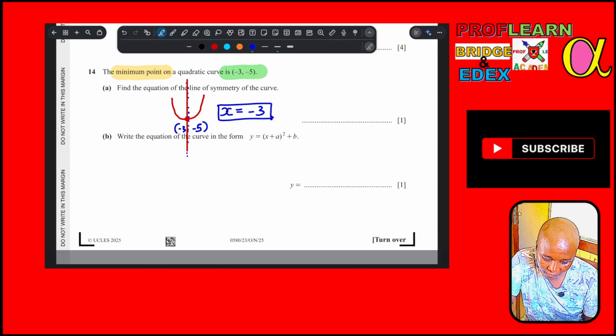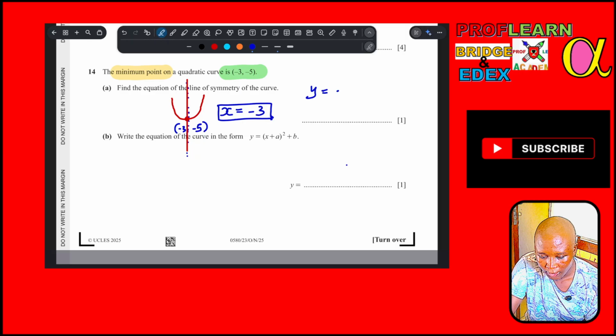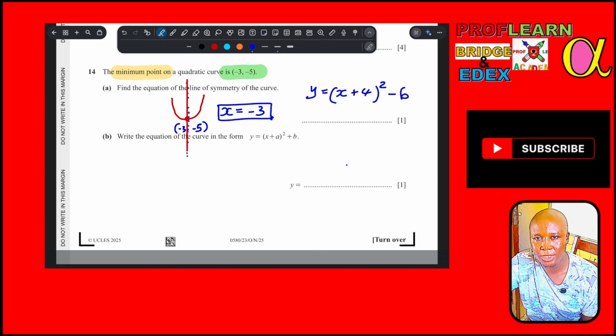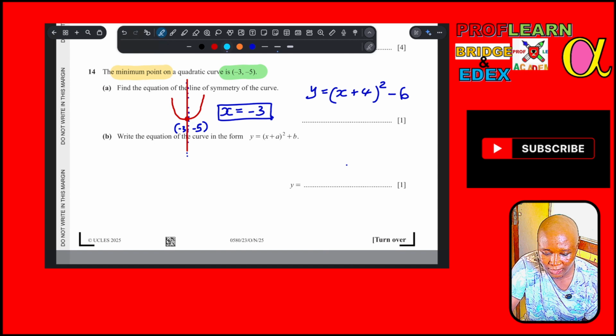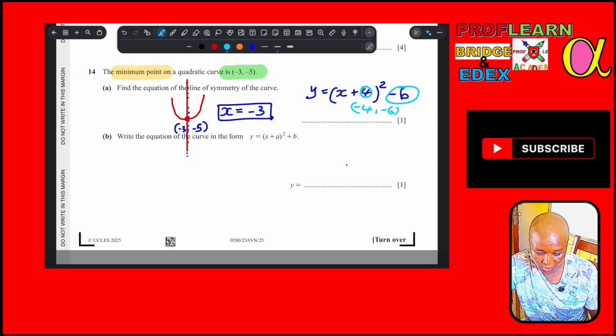Write the equation of the curve in this form. So usually, how do you get a turning point? If you have a completed square form, for instance y is equal to x plus 4 raised to power 2 minus 6, how do you write the turning point, minimum point or maximum point? You go inside the bracket, you look at the number here, you take the opposite sign, that will be -4, and you take the number that is outside there, which is -6, and that becomes the turning point for that particular question.